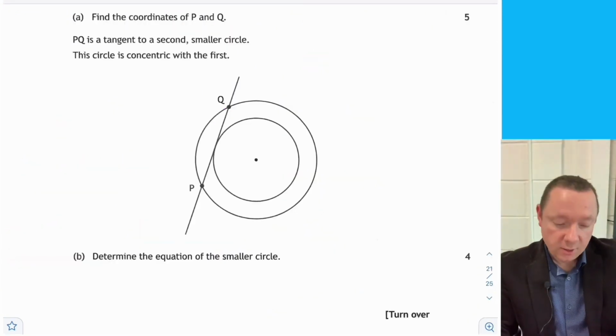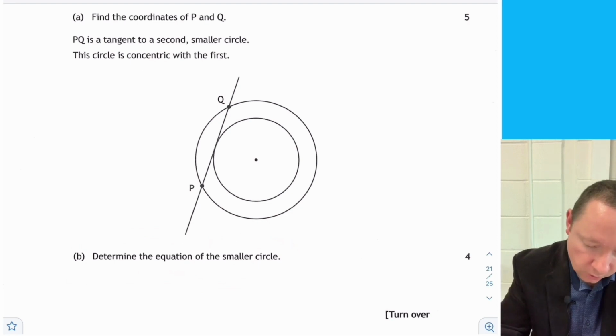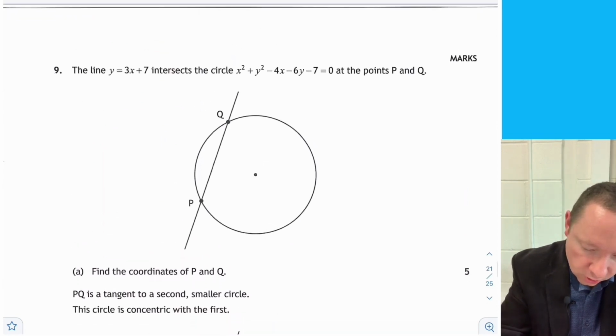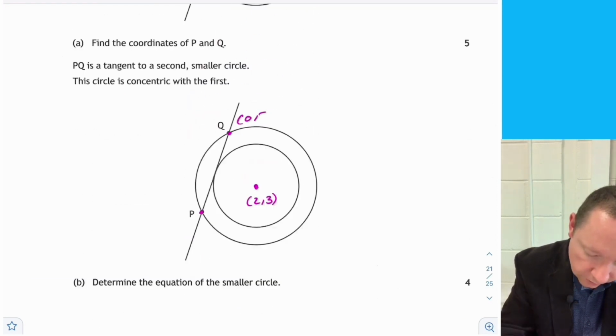Well, part B says PQ is the tangent to a second smaller circle, concentric with the first. Determine the equation of the smaller circle. So let's put some information onto this circle. First of all, the centre of this circle, well, that's just going to be (2, 3): half and half, switch the signs. We already know the coordinates of points P and Q: (0, 7) and (-2, 1).